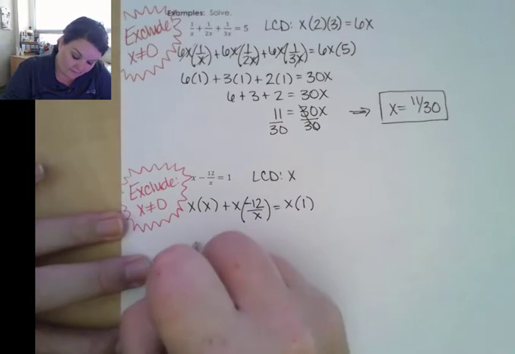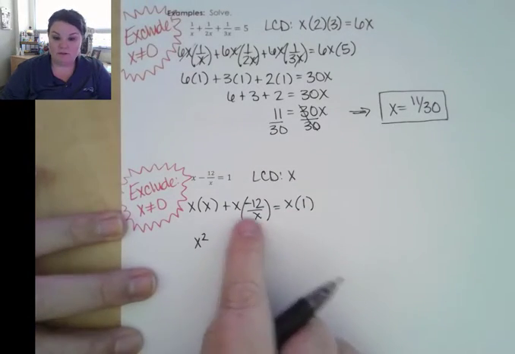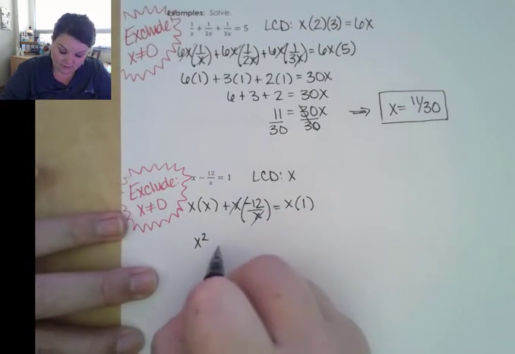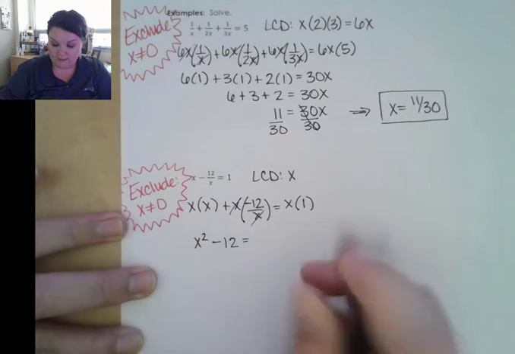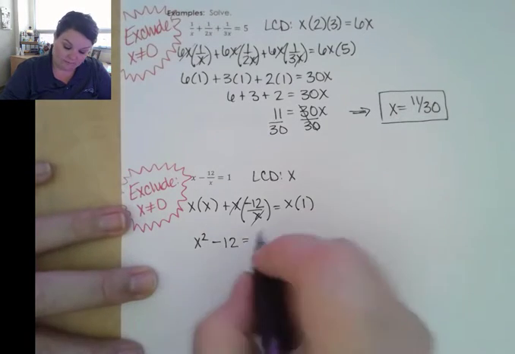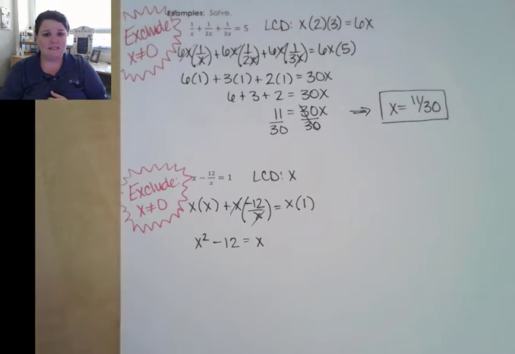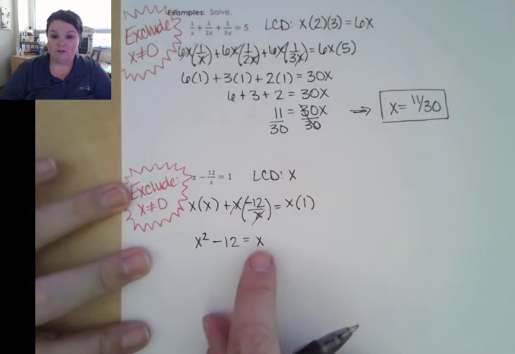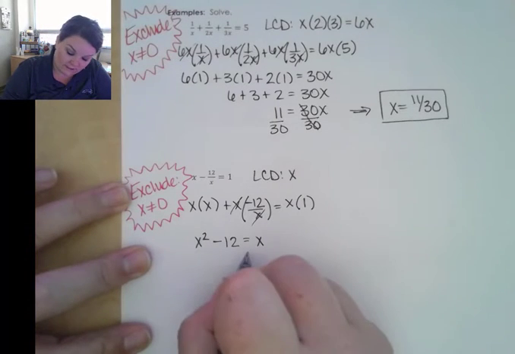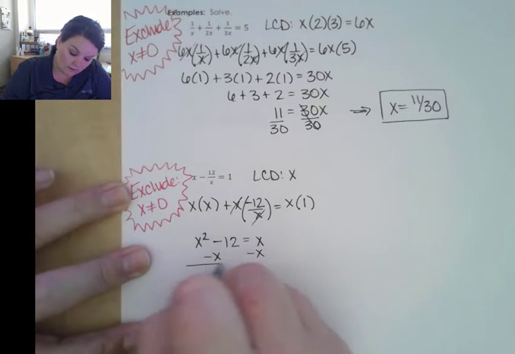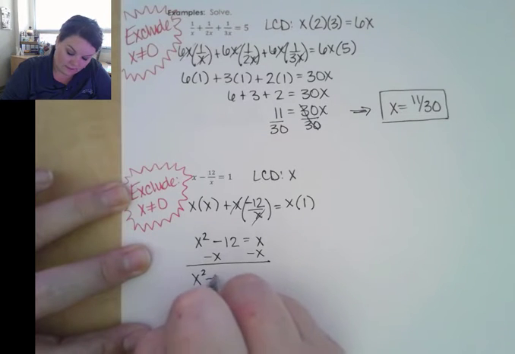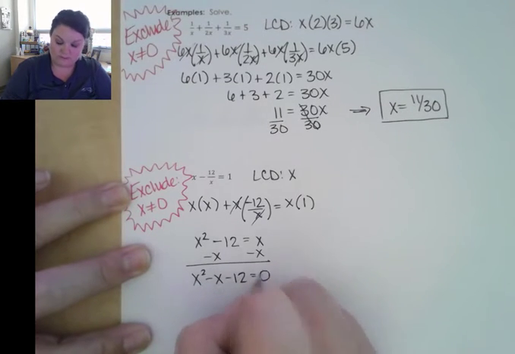x times x gives me x squared. My middle term, notice my x's cancel, and I'm just left with negative 12, is equal to, on this side, x times 1 is x. And now I have an x squared. x squared is a dead giveaway that I'm going to have to do quadratic formula or sum product. And in order to do one of those, I have to make sure everything's on one side so it's equal to 0. So I'm going to go ahead and move this x to the other side by subtracting, which gives me x squared minus x minus 12 equals 0.